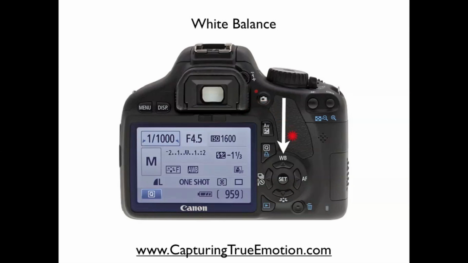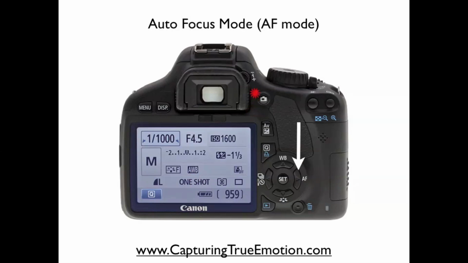White balance, very simple. Hit the WB, white balance, select the white balance that you want and hit set. It'll be recorded right here on the back of your monitor. Your autofocus mode, again, it's right at your fingertip. Select AF, push this button right here, select the autofocus mode of your choice, and then hit set.